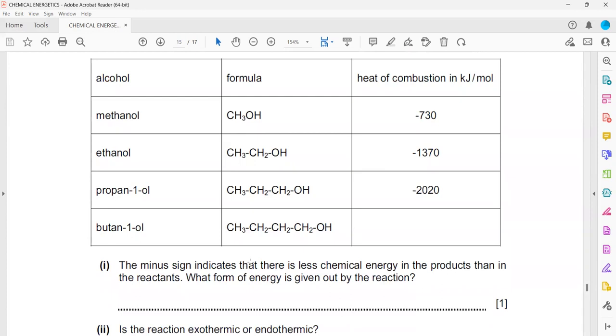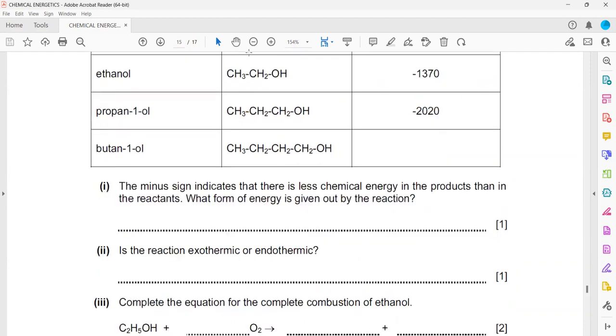The negative sign indicates that this reaction is exothermic. Higher negative means more energy is released. What form of energy is given out? So which form of energy does the reaction give out? They give out heat energy. So you just have to mention which form of energy is given out, that is heat energy.